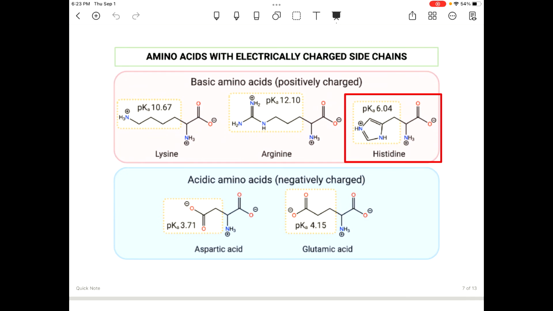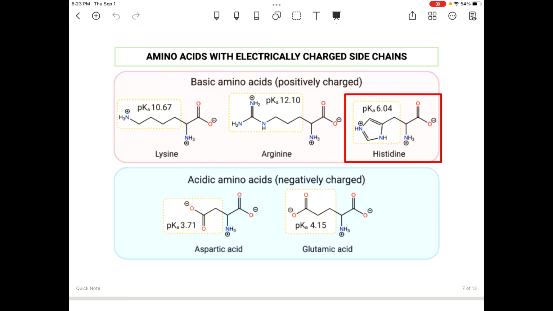But this concept is useful when we talk about amino acids with electrically charged side chains: glycine, arginine, histidine, aspartic acid, glutamic acid. The first three are our positively charged amino acids, and the next two are our negatively charged amino acids. For biochemistry, at least in my class, what you want to know is the pKa of the side chain of histidine. You don't really have to worry about the rest of these.